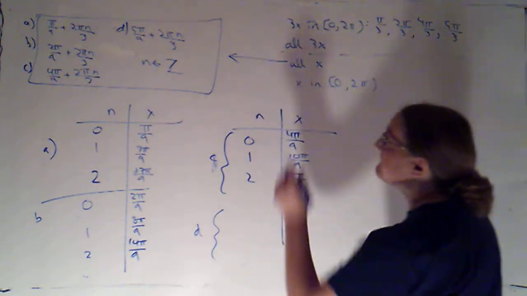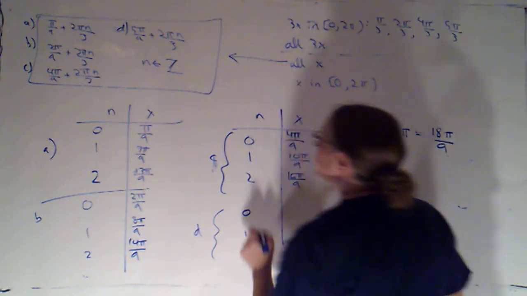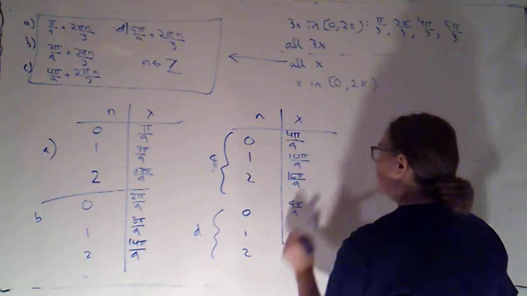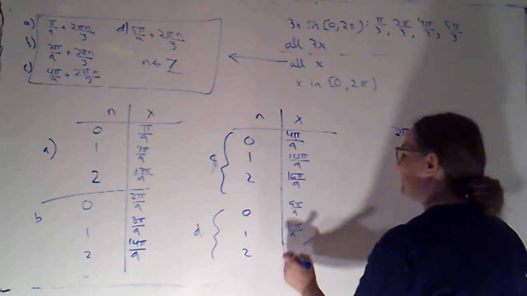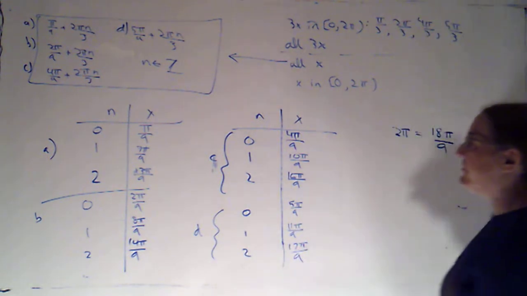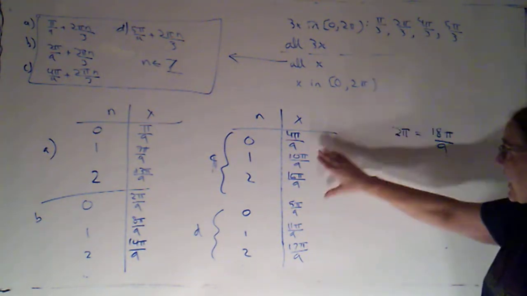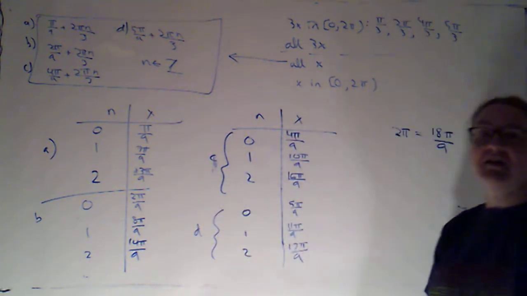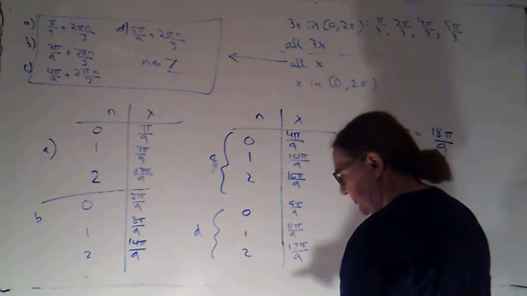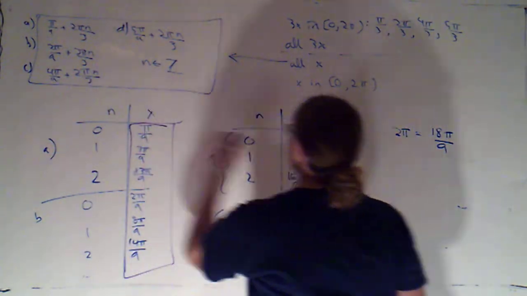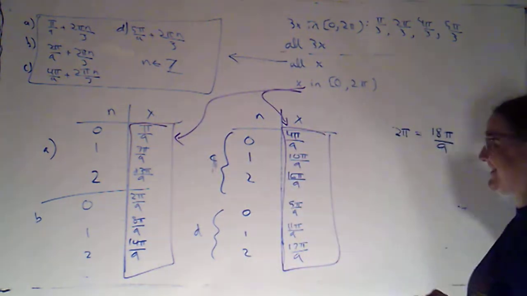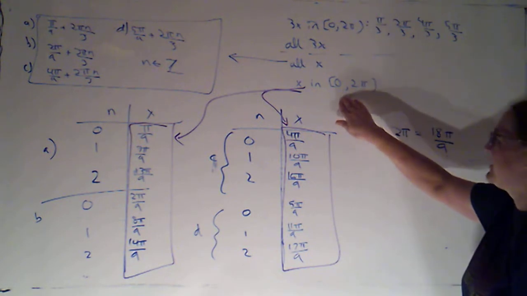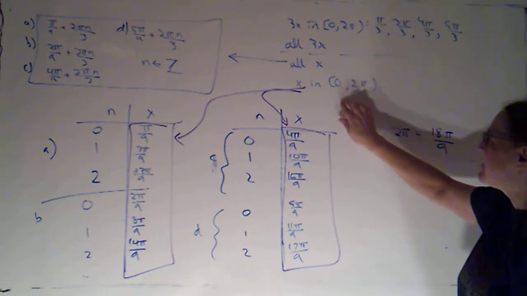From D, if n is 0, 1, and 2, I get 5 pi over 9. Plus 6 pi over 9 would be 11 pi over 9. Plus 6 pi over 9 would be 17 pi over 9. So my answers for x would be all of these 12 things. And probably what I would do so that I don't have to recopy them is I would just put a box around them and say, those 2 purple boxes are my answers to this question. Those are all of the values of x between 0 and 2 pi.